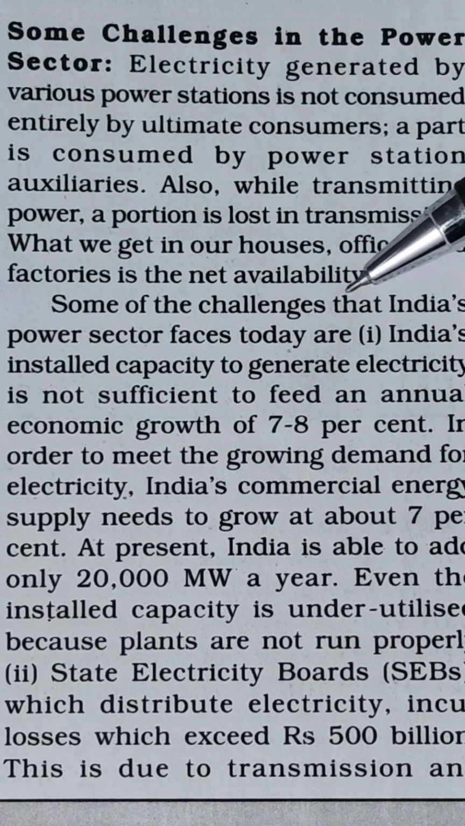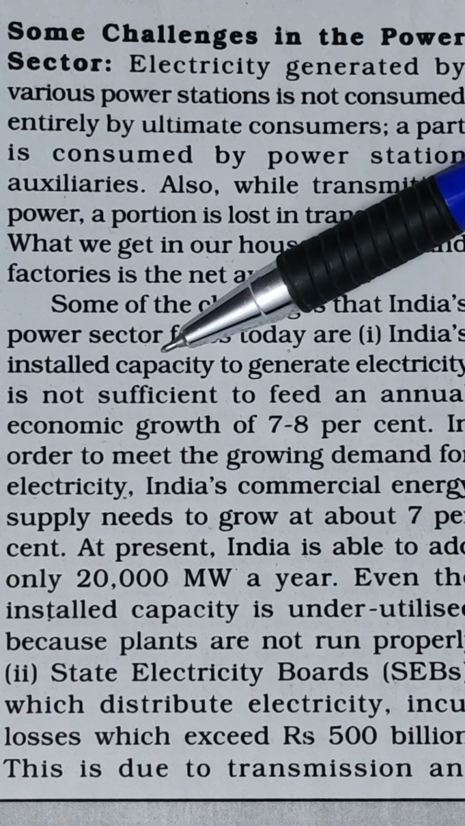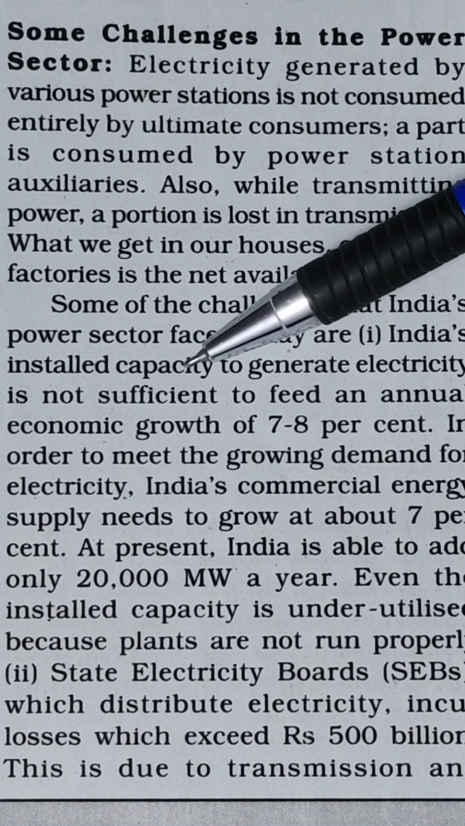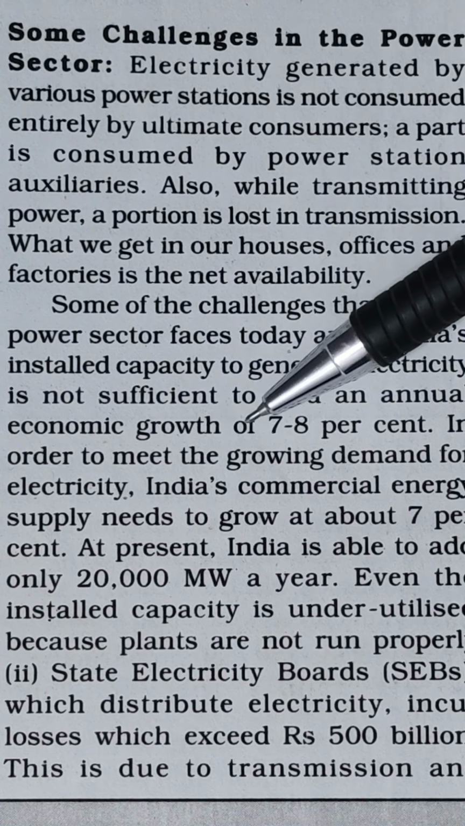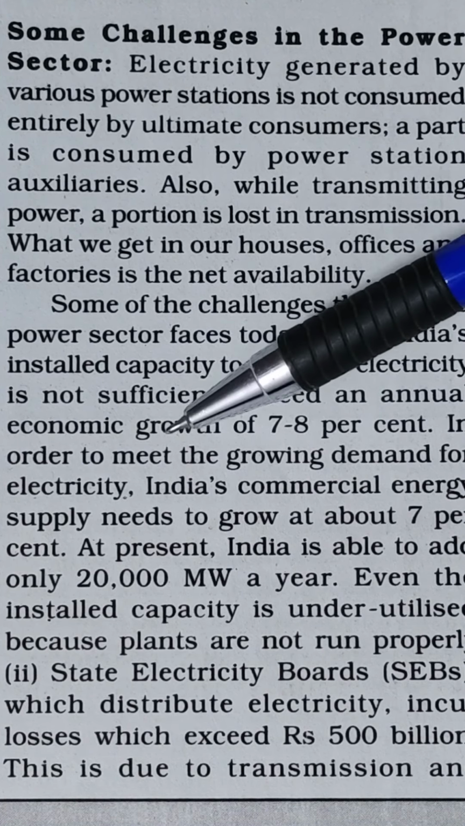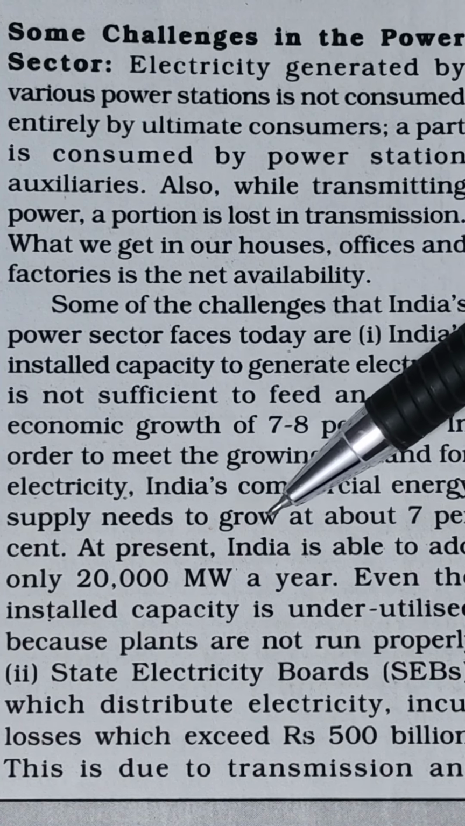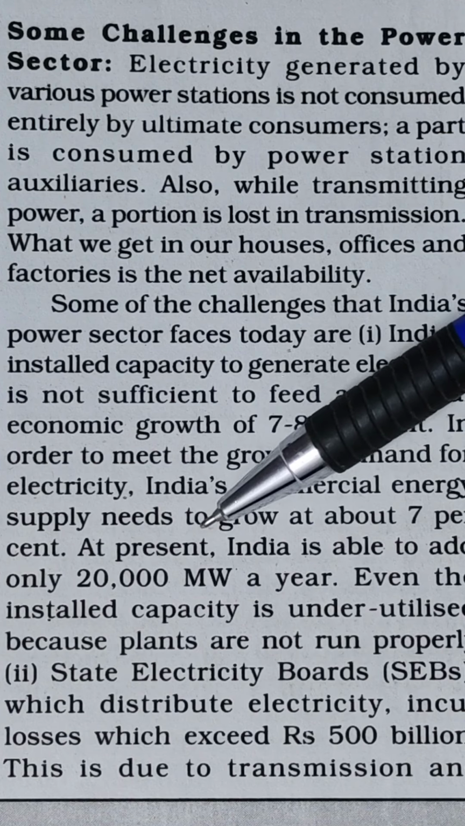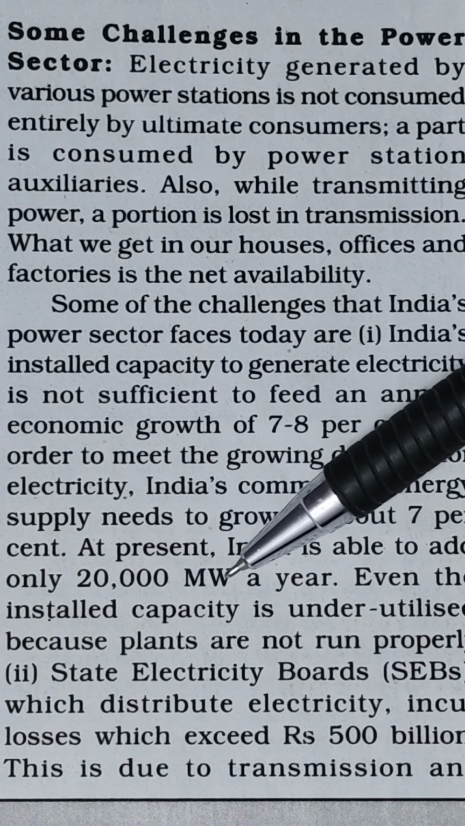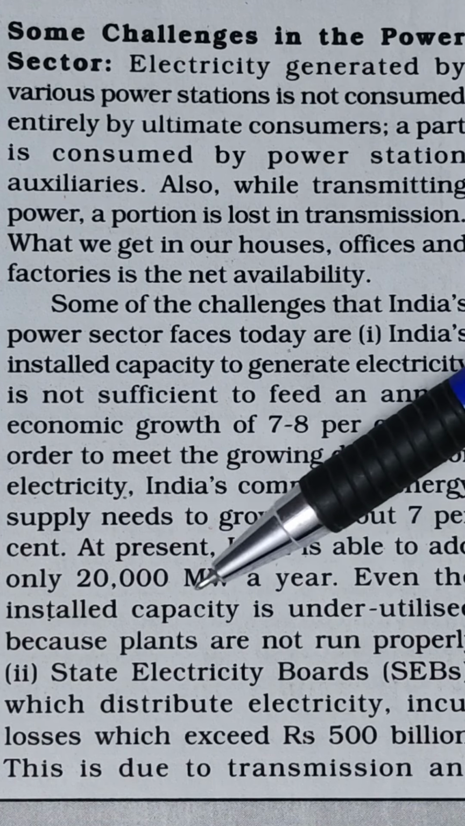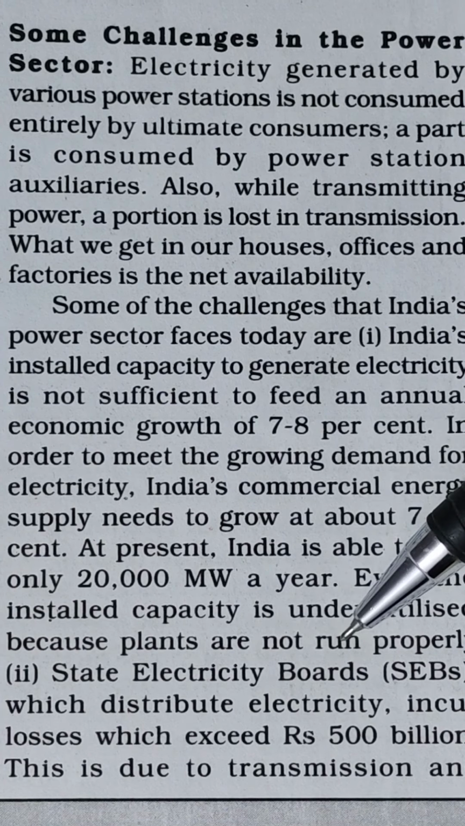Some of the challenges that India's power sector faces today are: number one, India's installed capacity to generate electricity is not sufficient to feed an annual economic growth of 7 to 8%. In order to meet the growing demand for electricity, India's commercial energy supply needs to grow at about 7%. At present, India is able to add only 20,000 megawatt a year. Even the installed capacity is underutilized because plants are not run properly.